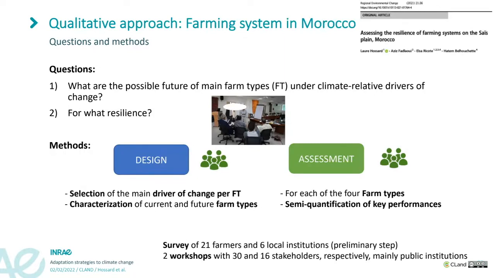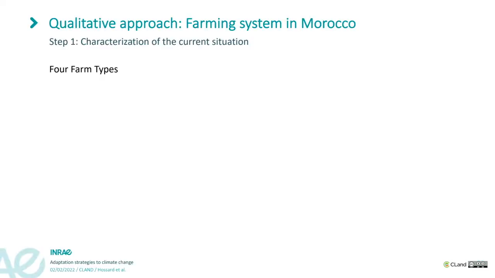So who did we work with in this participatory approach and how? We first did a preliminary step surveying farmers and local institutions. And then we did 2 workshops with 13 and 16 stakeholders, mainly public institutions. In the first, we also had the chance to have representatives of cooperatives and of crop buyers and crop sellers, but they unfortunately didn't come at the second step.